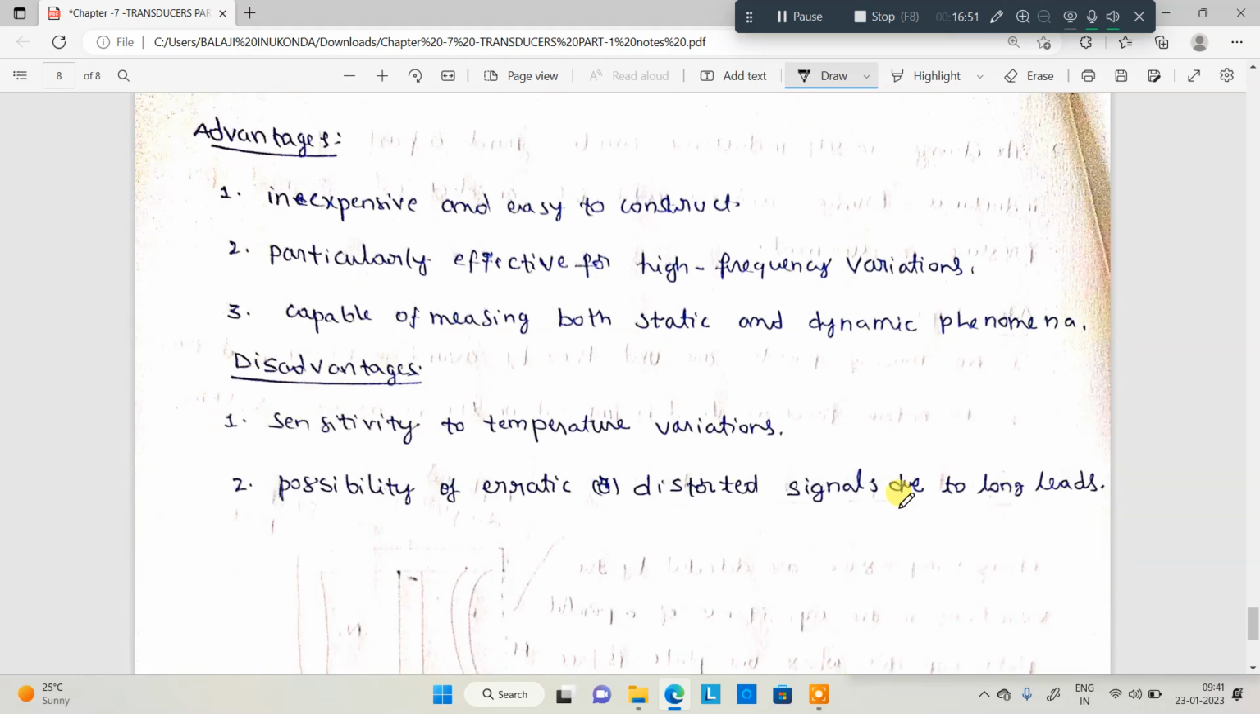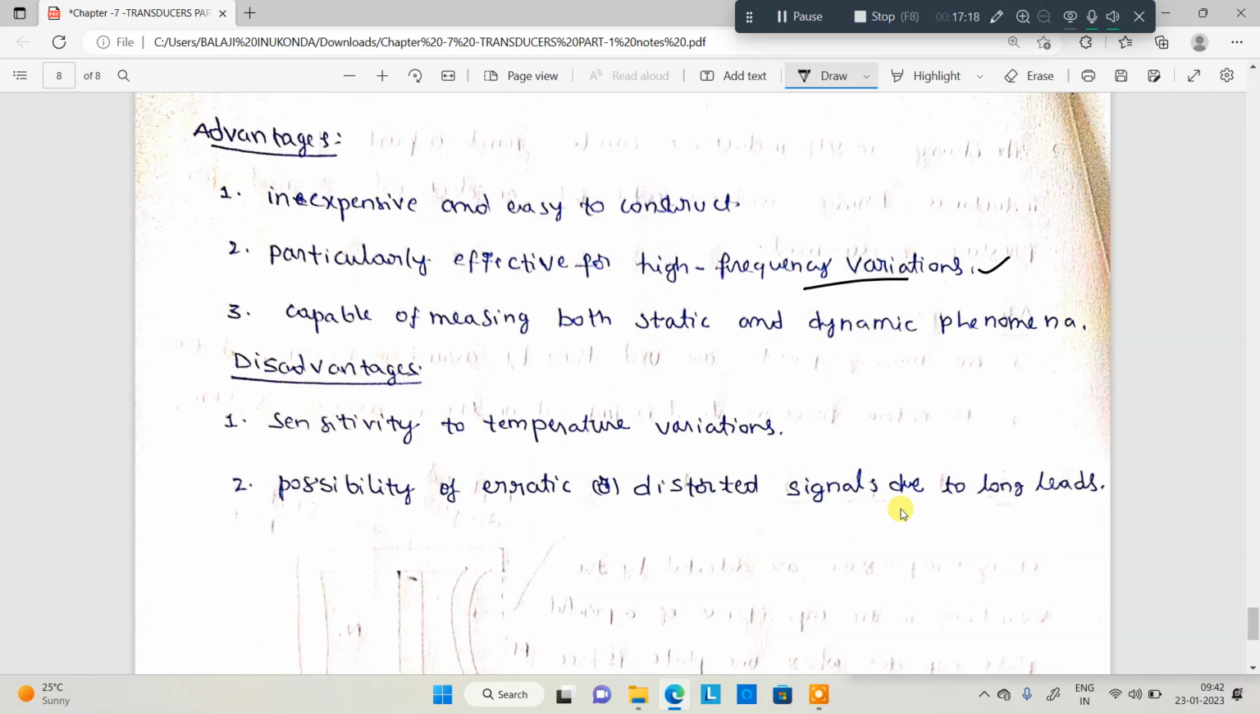So we'll see the advantages. The advantages of capacitive transducers are that they are inexpensive and easy to construct. They are particularly effective for high frequency variations. So where you need to measure high frequency signals, we can use this particular transducer. They are capable of measuring both static and dynamic phenomena. Okay, both we can measure.